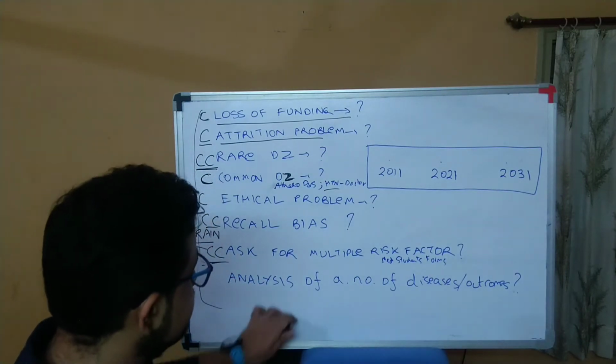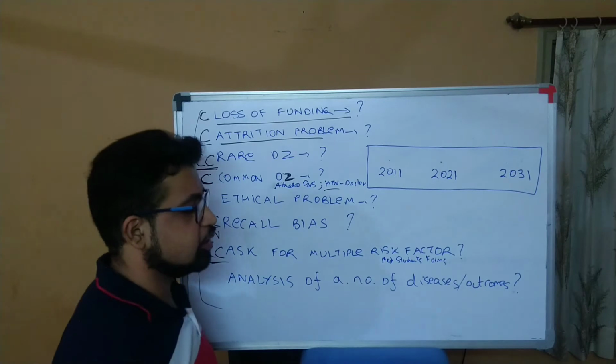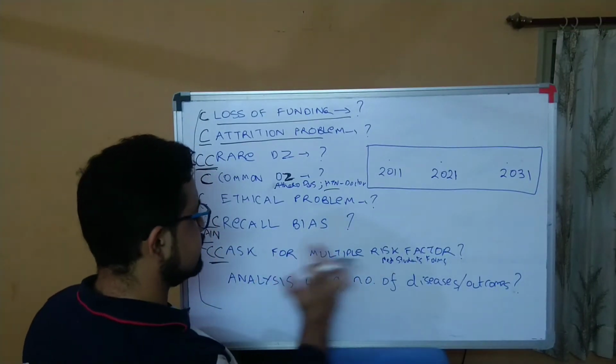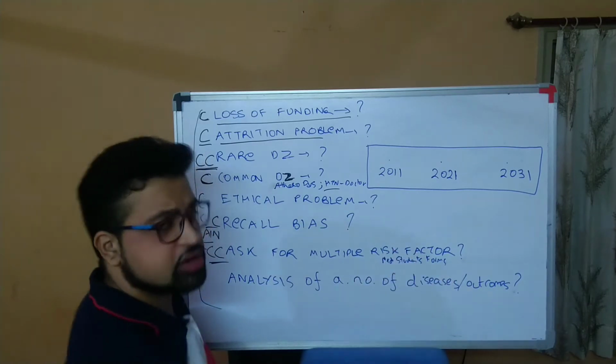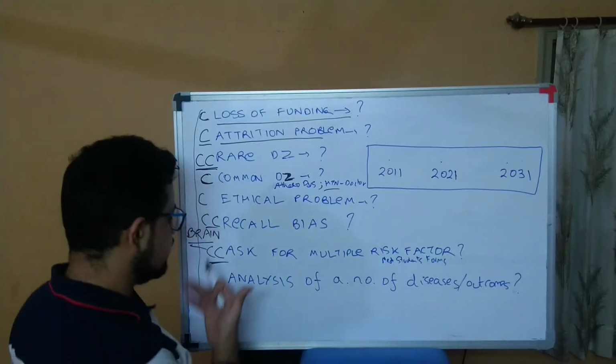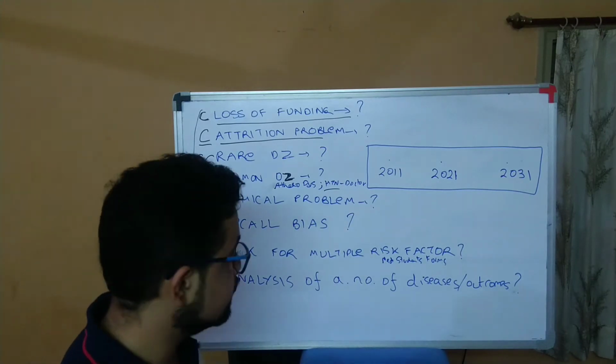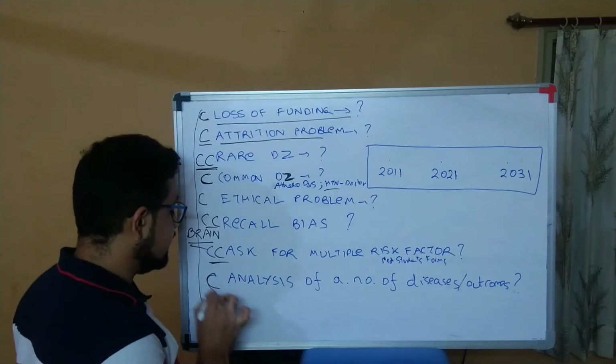Now, in which study can you go for analysis of a number of diseases, a number of outcomes? Multiple risk factors or multiple exposures, go for case control, right? For a number of outcomes, a number of diseases, you can go for cohort. Why? I'll explain to you.